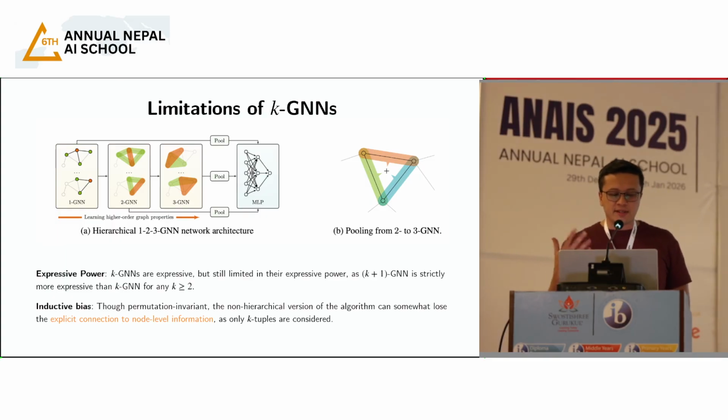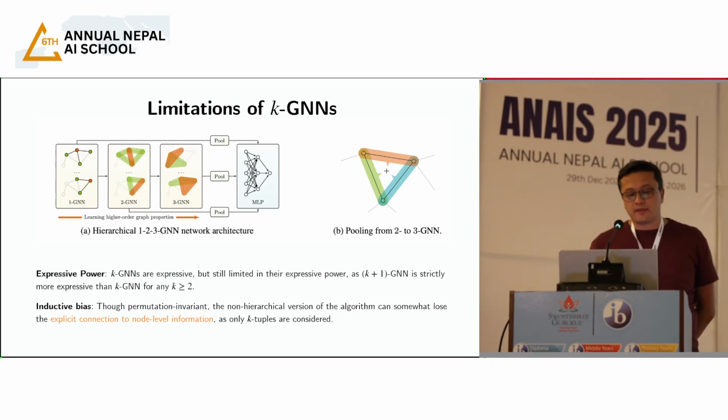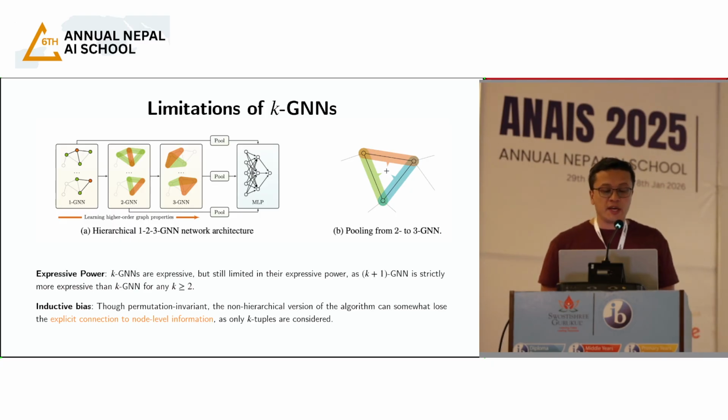The inductive bias, well, they are permutation invariant. Of course, they don't lose any of these properties. But the hierarchical version of the algorithm seems to be working better because it keeps both the node inductive bias that you get directly aggregating for the node and also the expressive power from the higher order message passing architecture.